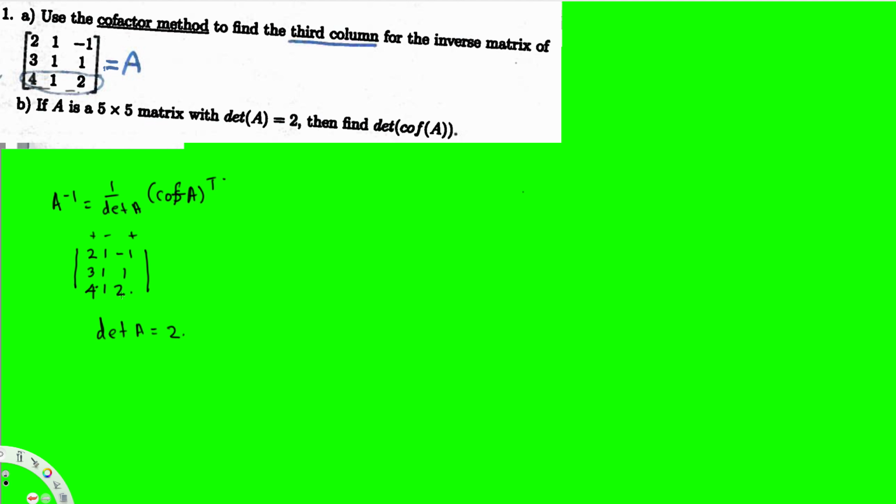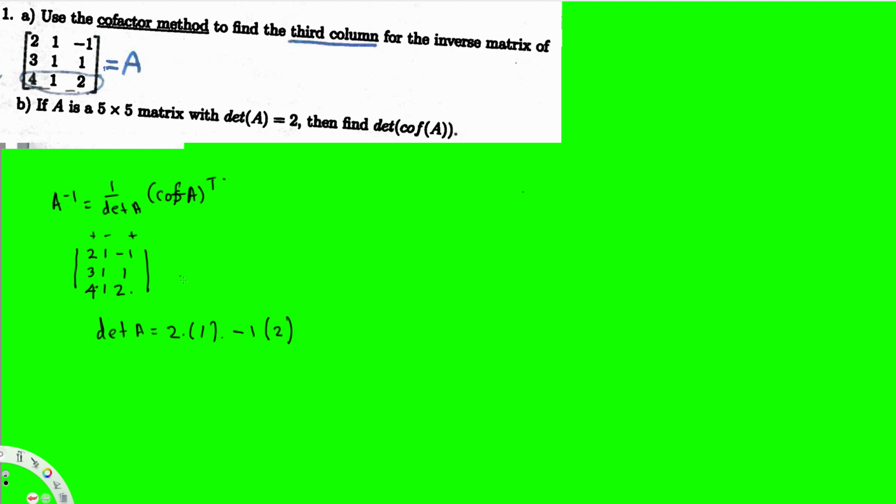AD is going to be 1 times 2, which is 2. 2 minus 1 is just 1. And for the other one I have to take minus 1, and I eliminate all of this row and column. So it's going to be 3, 1, 4, 2. If I multiply 3 by 2, it's going to be 6. 6 minus 4 is going to be 2.